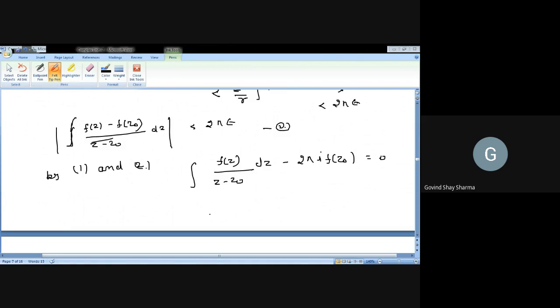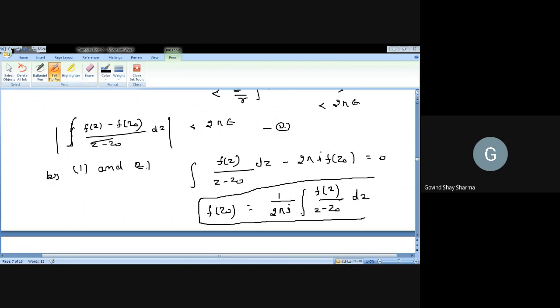So f(z0), taking 2 pi iota downside, is 1 upon 2 pi iota times the integral of f(z) upon z minus z0 dz. This is called the Cauchy integral formula. The formula says that at a point z0, the value of the function is equal to 1 upon 2 pi iota times the integral of f(z) upon z minus z0 dz.